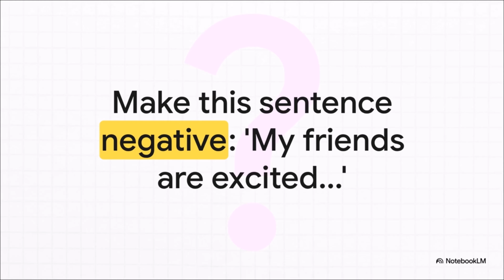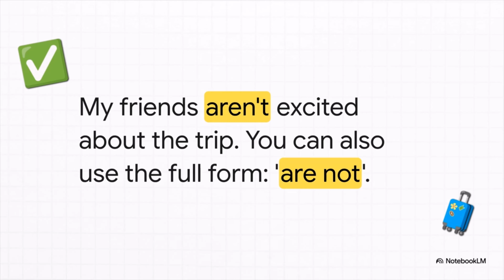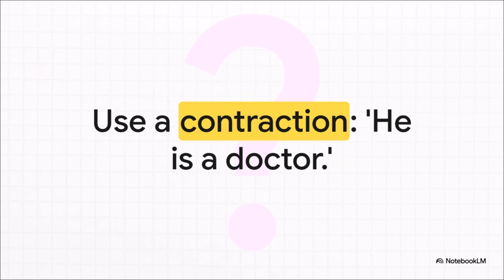All right, next challenge for you. How would you make this sentence negative? My friends are excited about the trip. You got it. My friends aren't excited about the trip. Or if you wanted to use the full form, my friends are not excited. Both are absolutely perfect.